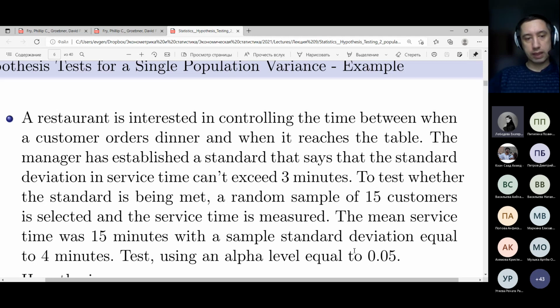Well, we have alpha, we have n, 15. So it means that we have everything required to calculate chi-squared statistics. But what we need to do first, we need to calculate variances. By the way, first we have to formulate hypothesis.